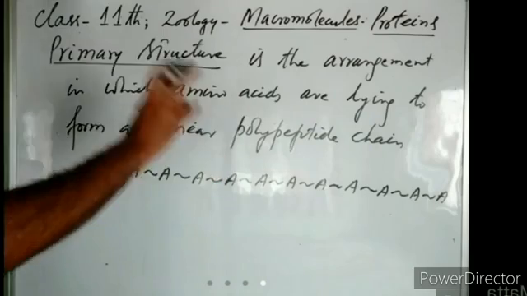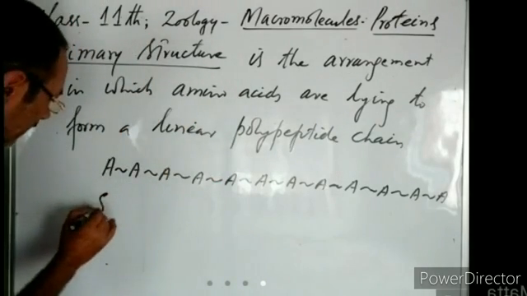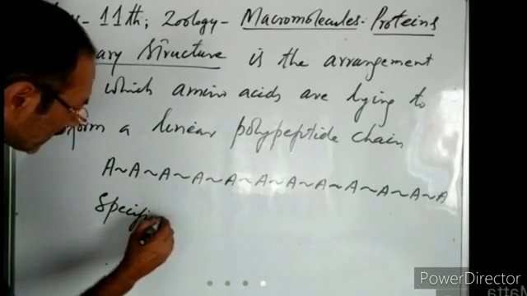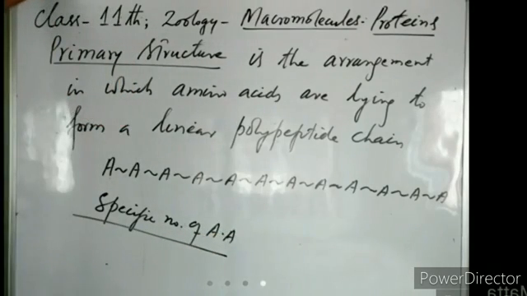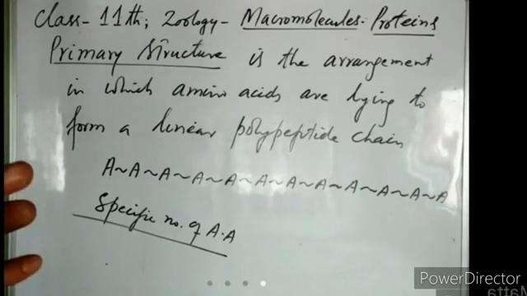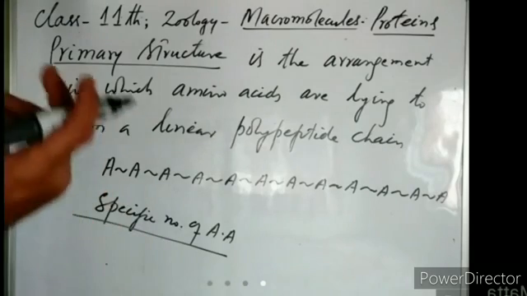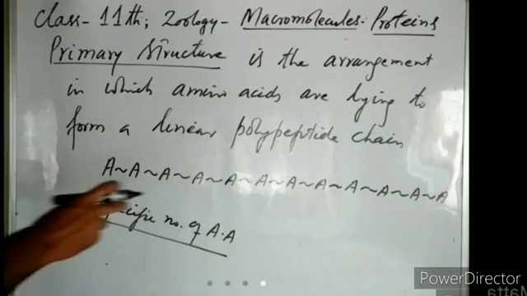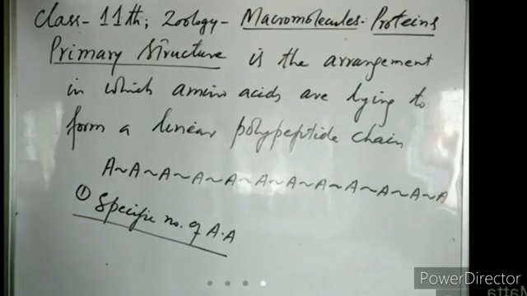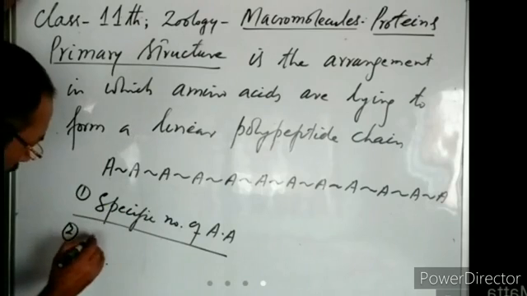This polypeptide chain, first of all, has a specific number of amino acids. In a polypeptide chain, the number of amino acids is specific, right? If we talk about insulin, insulin has two polypeptide chains. One polypeptide chain contains 22 amino acids. Another polypeptide chain contains 31 amino acids, right? So in every polypeptide chain, the number of amino acids is specific. This is the first thing. Then the second thing is the sequence of amino acids.